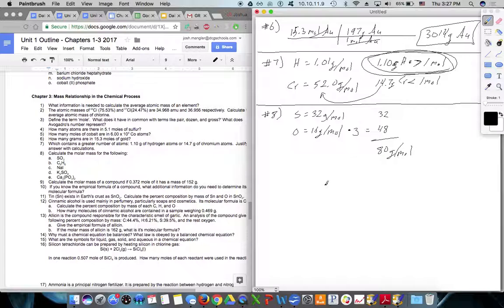I'm not going to show the rest. Calculate the molar mass of a compound there. So this is like if you don't know the chemical formula, but you're doing mass. Excuse me, you're doing actually data collection. You get those two different pieces.